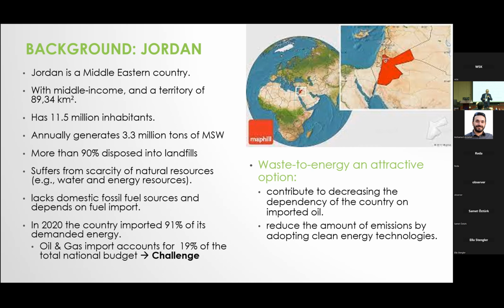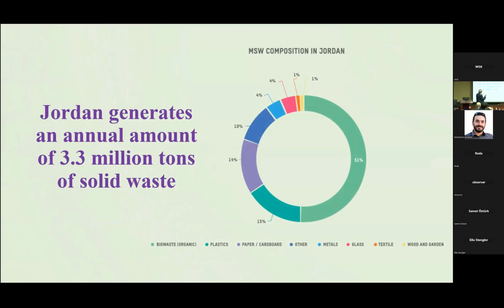Of waste and importing, considering that the amount of greenhouse gases emitted from the waste sector is around 12% of the total. Here you have the composition of the waste to energy option and physical composition of waste.